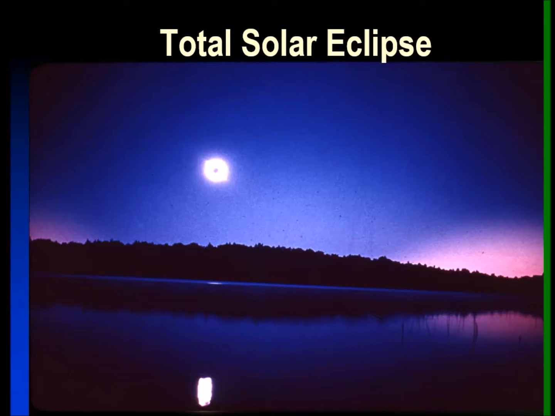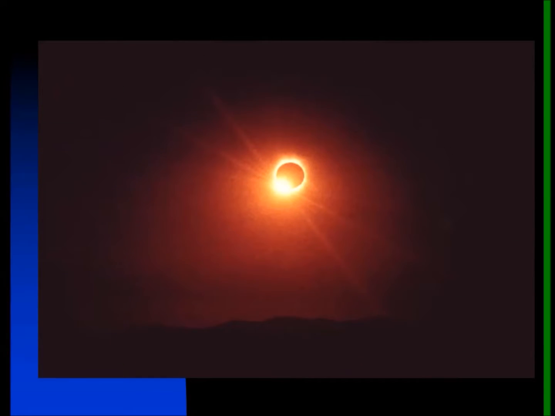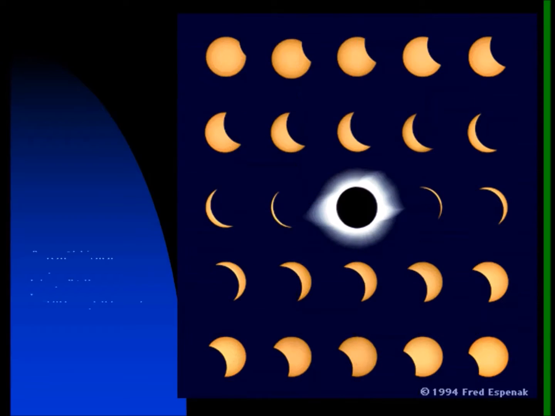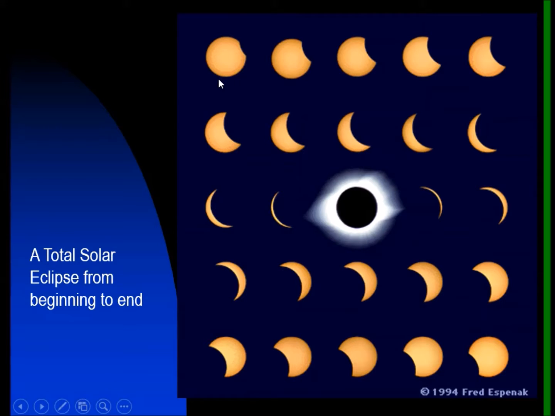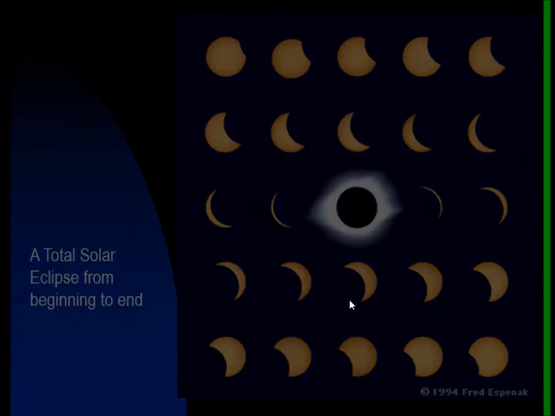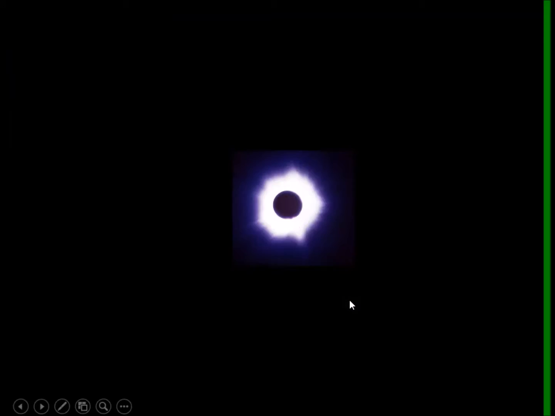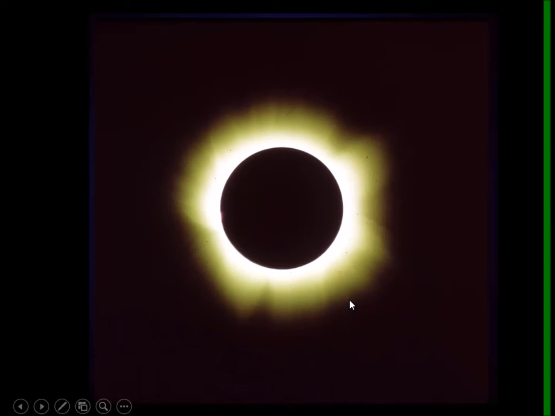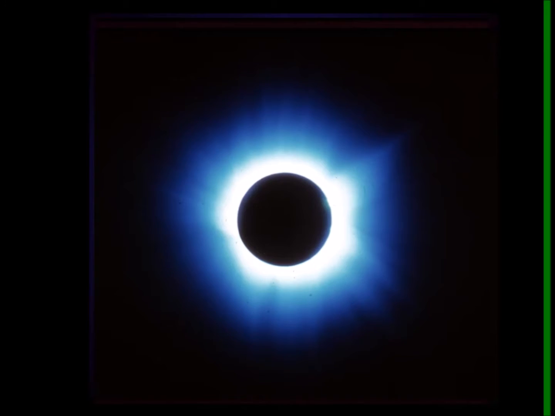Here's an example of a total solar eclipse. You can see the moon kind of right in between there. It's quite fascinating. So when it happens, if you're near one, you should try to see one. Here's some more examples. And here's the eclipse from beginning to end. As you can see, the moon starts to travel in front of the sun, and then eventually it covers the sun, and then it travels away. And these are just some interesting examples of solar eclipses.